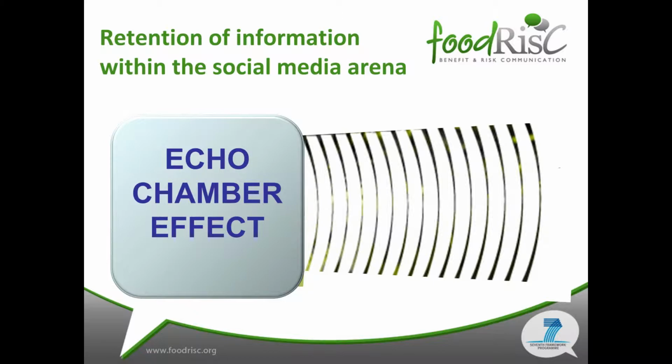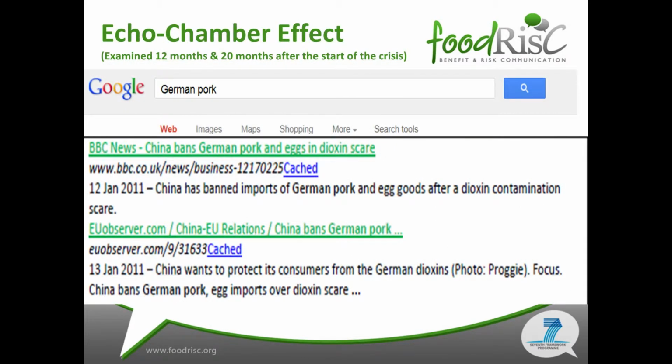So we examined this echo chamber effect in relation to the German dioxin crisis. 20 months after the crisis, we inputted the term German pork into the Google search engine of the 7 countries which were originally monitored. Using that term, we looked at the results which were returned in the first 2 pages of Google, and we found that most of those reports related to the German dioxin crisis. And in fact, most of those reports were actually on the first page of Google, which is quite interesting, as when many people conduct a search on Google, they generally do not look past the first page of results.